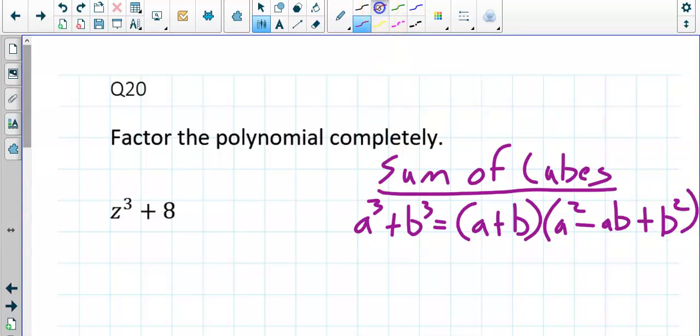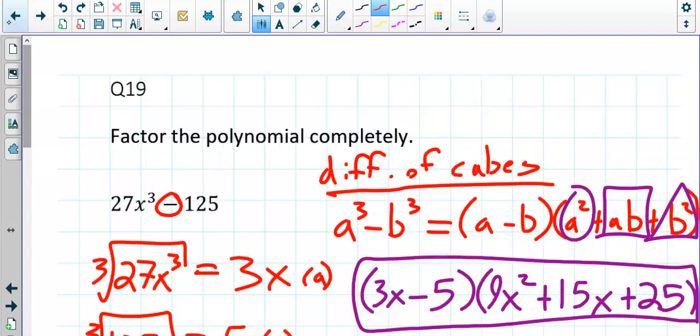So the difference between these two is all about where you put the plus and the minus sign. In the sum of cubes, it's the plus in the first parenthesis, and then it will go to a minus in the second. In the difference of cubes, you'll switch those two signs around. That's the only difference between these two. These work the exact same way. We're going to take cube roots to figure out what A is. We're going to take cube roots to figure out what B is. And then fill in.